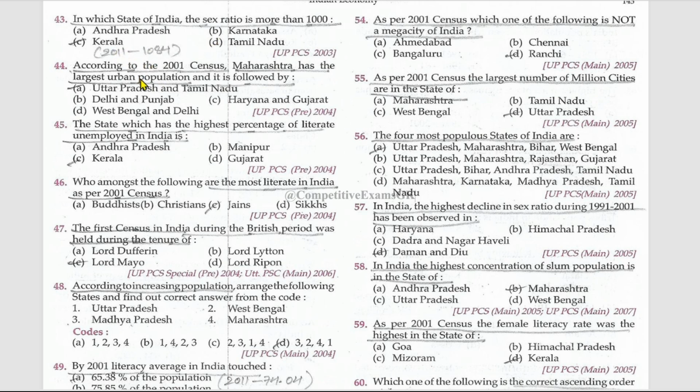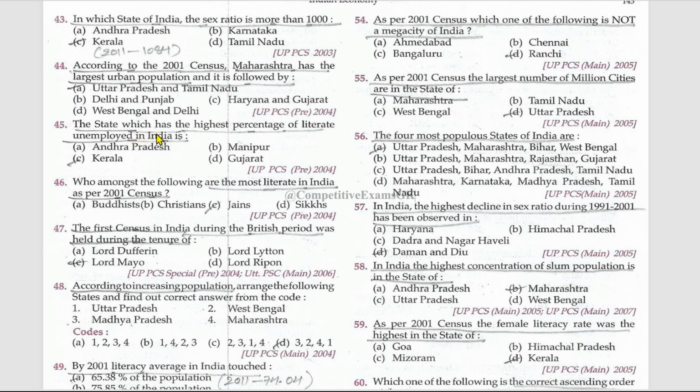According to the 2001 census, Maharashtra has the largest urban population, followed by Uttar Pradesh and Tamil Nadu. These data have not changed from the 2001 census to the 2011 census, so I haven't mentioned it over here. These are the same in the 2011 census as compared to the 2001 census.